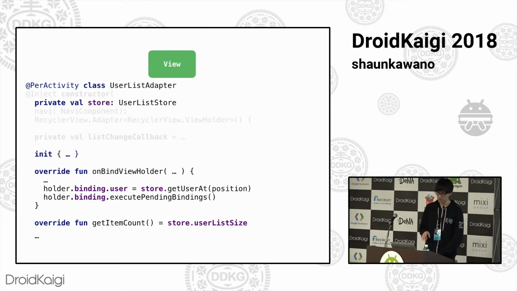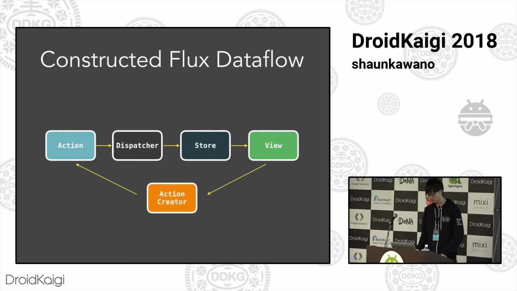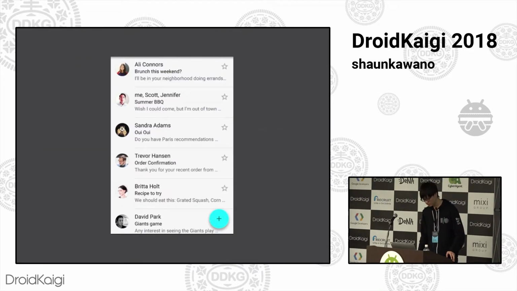Since we inject a recyclable adapter, we can inject the store as well. So inside the adapter, we have the store, and we use the data from the store. And that's how we construct the data flow. It's kind of a lot of code, and you may be overwhelmed. But once we construct the data flow, the next step will be easy.